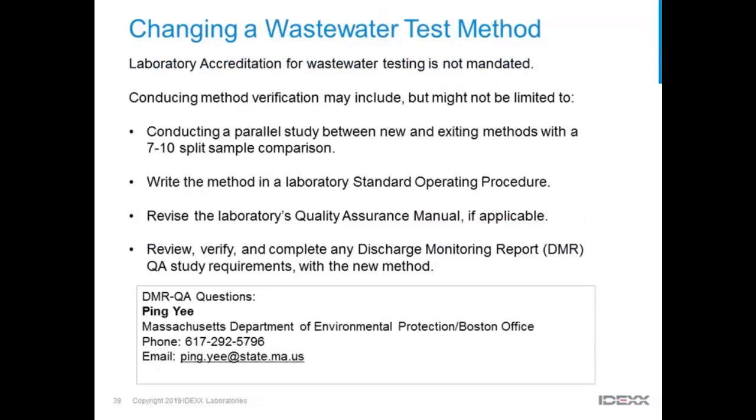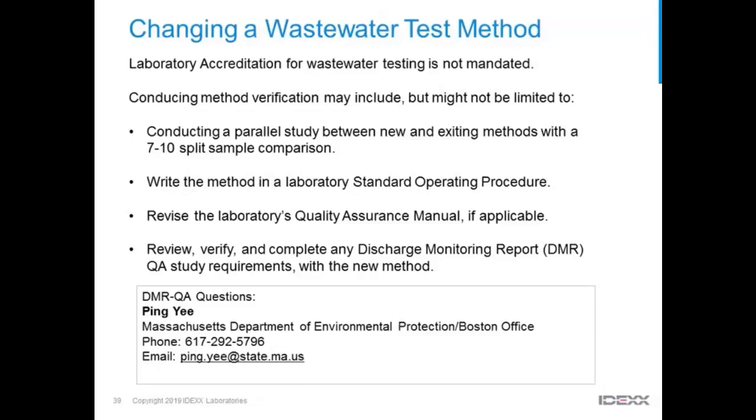So some of these steps might include conducting a parallel study between a new and existing method, possibly doing a 7 to 10 split sample comparison, writing a standard operating procedure for the new method. And as part of the SOP, you would want to include the quality control requirements, which those are listed within the Colilert-18 package insert. If you did feel like you would like some help creating an SOP, here at IDEXX we do have an example SOP document that is available by request.